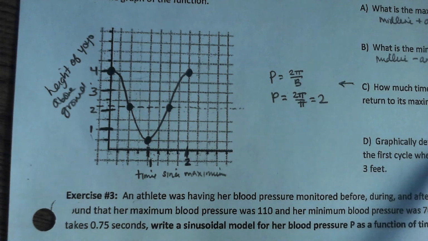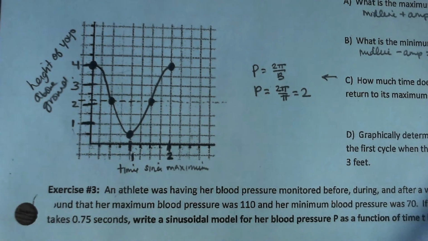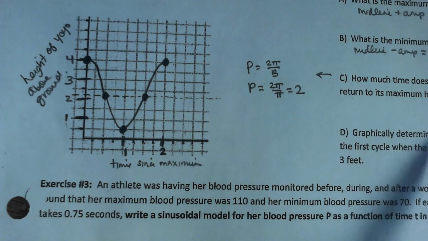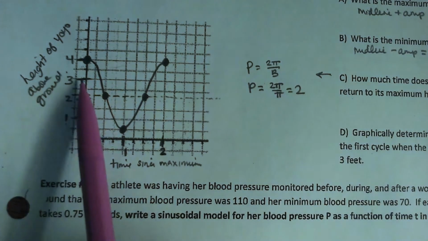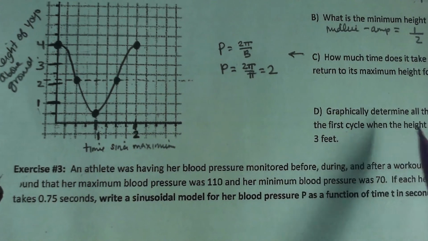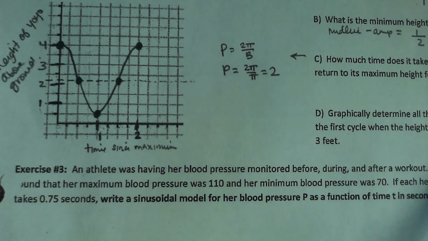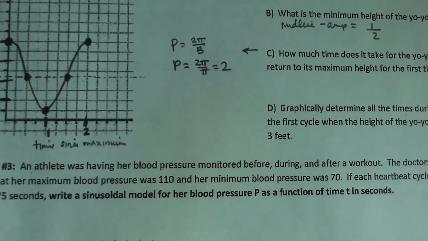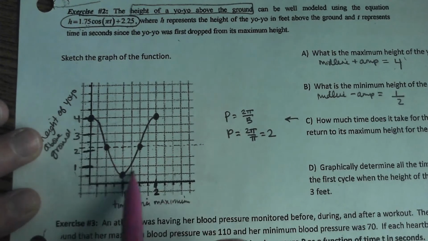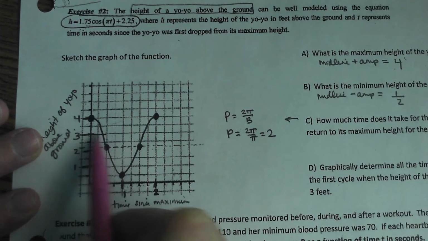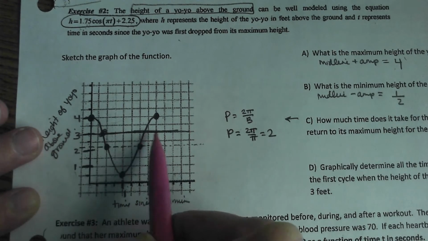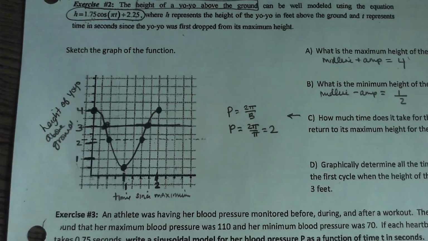Okay, graphically determine all the times during the first cycle, and that's great because we're only looking at the first cycle. This is kind of like that tanker follow-up question, when the height of the yo-yo was exactly 3 feet. It's just not an inequality. When was it exactly 3 feet? So we're going to plot that on our calculator, and we're also going to plot 3 feet exactly, and we're going to figure out when did that happen and when did that happen.